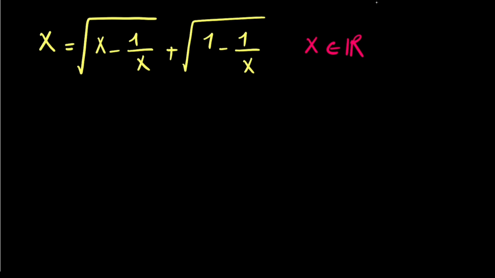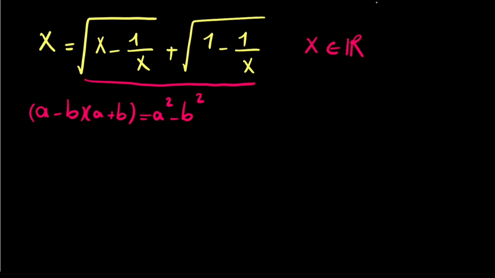For the first step, you know that if you have (a minus b) times (a plus b), you can write it as a squared minus b squared. Now, if we look at this equation, it has radical functions. So it's better to write the square root of (x minus 1)/x minus the square root of 1 minus 1/x. I called it k.